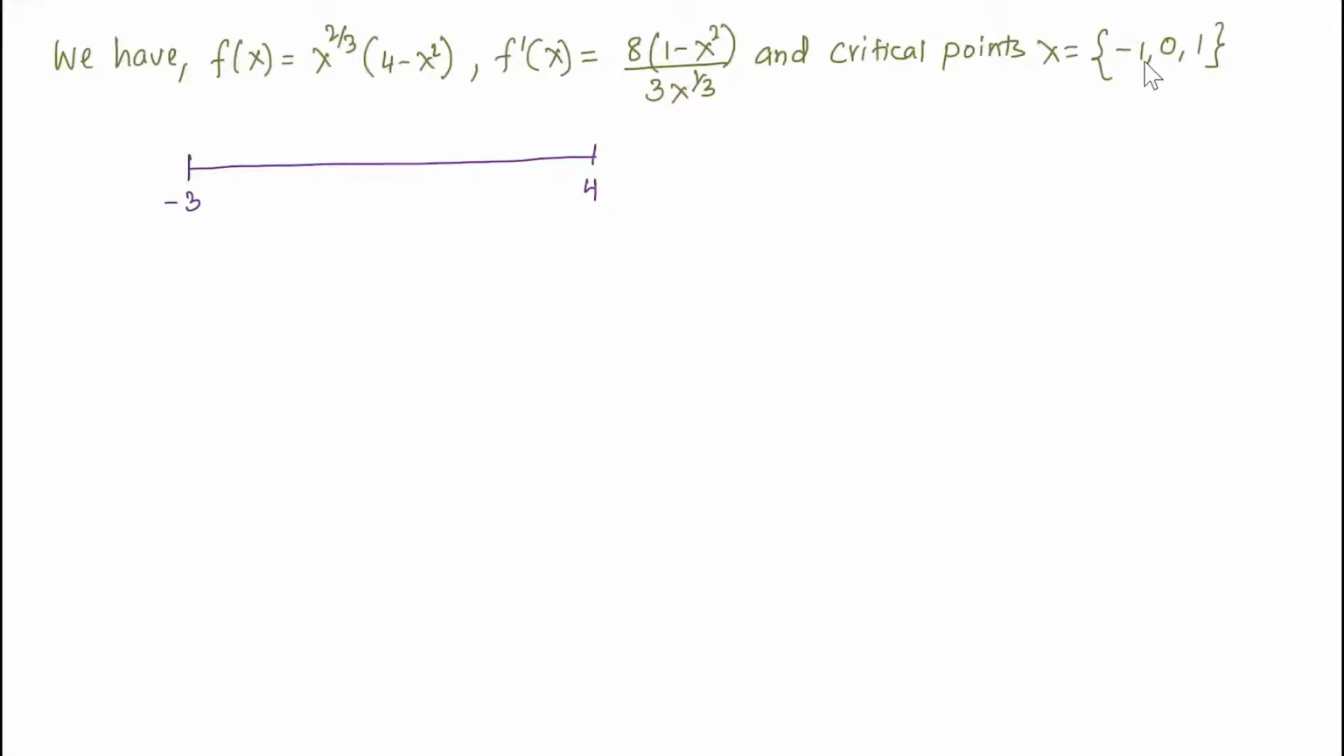We already have the critical values, x equal to -1. That is, at -1, the derivative is 0. Similarly, at x equal to 0, the derivative is 0. And also at x equal to 1, the derivative is 0. Now, by doing this, we have 1, 2, 3, 4 intervals. So what we are going to do is, in each of these intervals, we want to check whether the function is increasing or decreasing. So we are going to do that testing. Let's do some testing here.